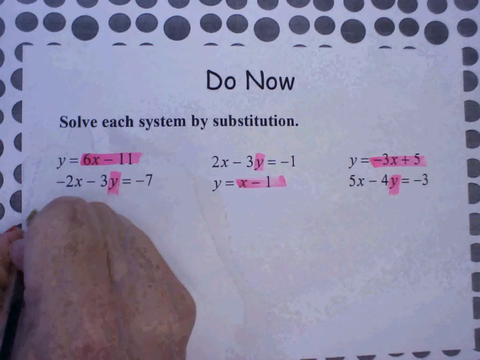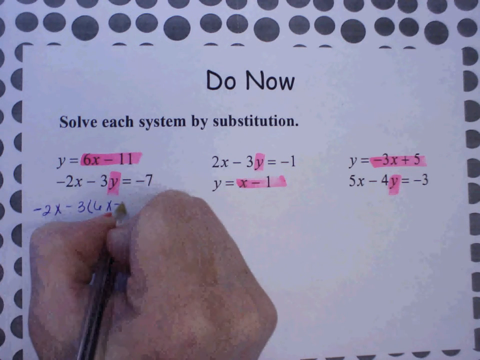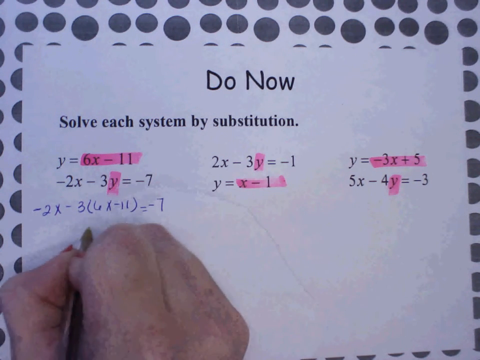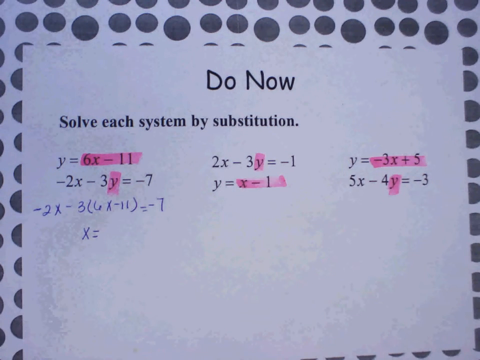All right, so this would be negative 2x minus 3 times 6x minus 11. Instead of the y, you're going to write that down. And that equals negative 7. And after that, equation solver takes over, right? What does x equal to?